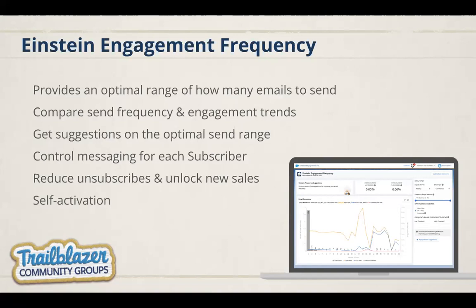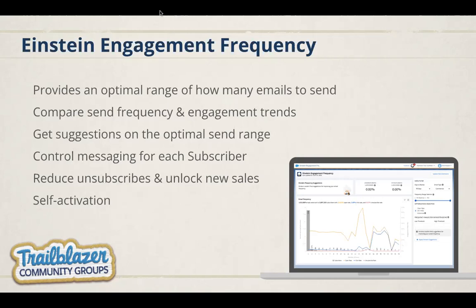It includes a dashboard, as we see here, and I'll jump into a demo soon, that enables marketers to compare send frequency and engagement trends, and view the distribution of email sends and subscriber engagement over a period of time. It also provides suggestions on the optimal frequency range to maximize your engagement goals. Let's take a closer look at how this feature works.